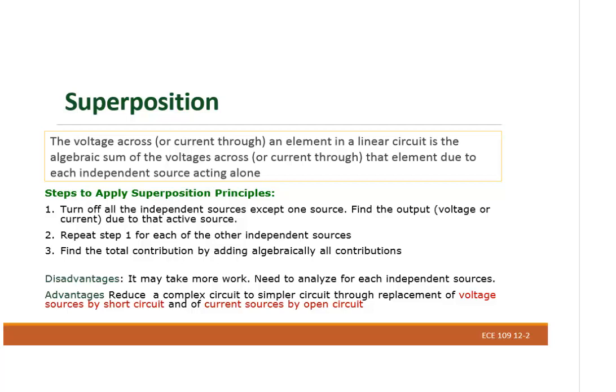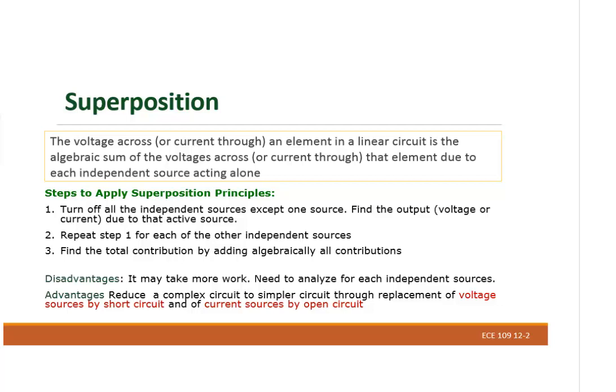So these are the steps for how we're gonna do this. Step number one, we're gonna turn off all the independent sources except one source. Then we will find the output, or the current, due to that active source. We're gonna repeat this for each of the other independent sources. Then we're gonna find the total contribution by algebraic addition of those source effects.